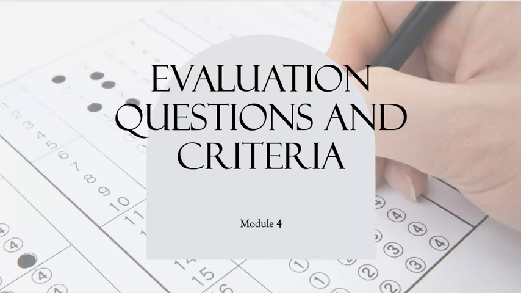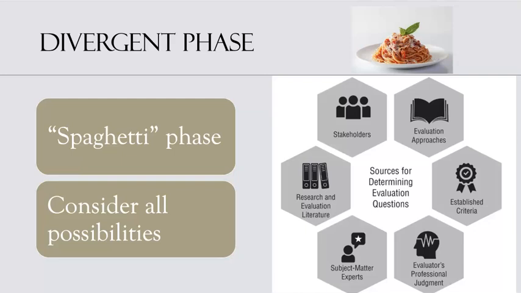Developing evaluation questions is described in multiple ways throughout the multiple sources that you have read and will review in this module. Our textbook describes the process as being twofold, including divergent and convergent. The divergent phase is what I like to call the spaghetti phase. This is the phase when you are throwing spaghetti at the wall to see what may stick.